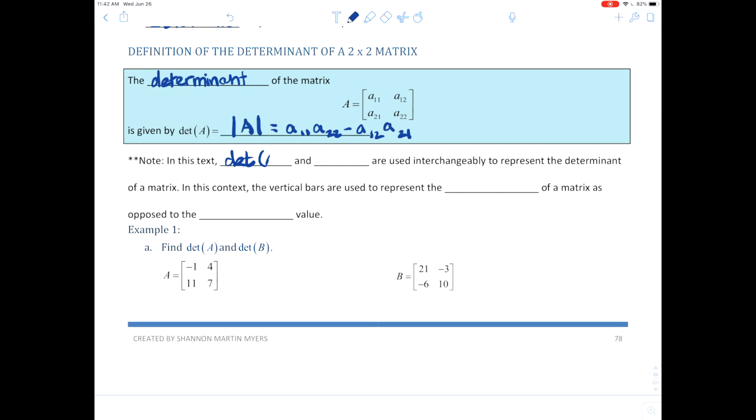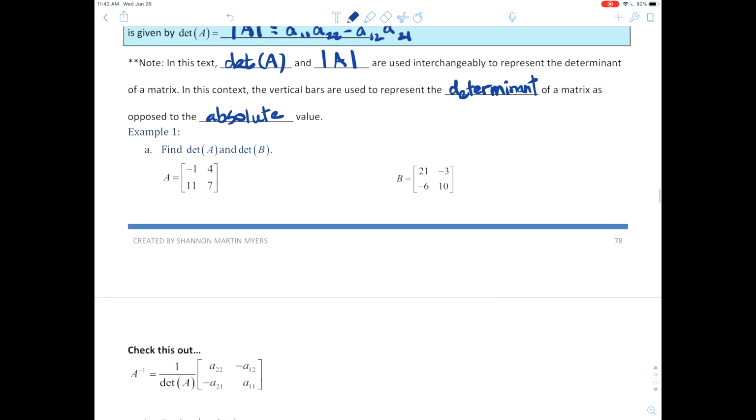All right, so note in this text that we're using, this workbook, and many texts, the determinant of A, I mentioned it up there, and using this notation for the determinant of A are used interchangeably to represent the determinant of a matrix. So in this context, the vertical bars are used to represent the determinant of a matrix as opposed to the absolute value. All right, so let's look at example 1.